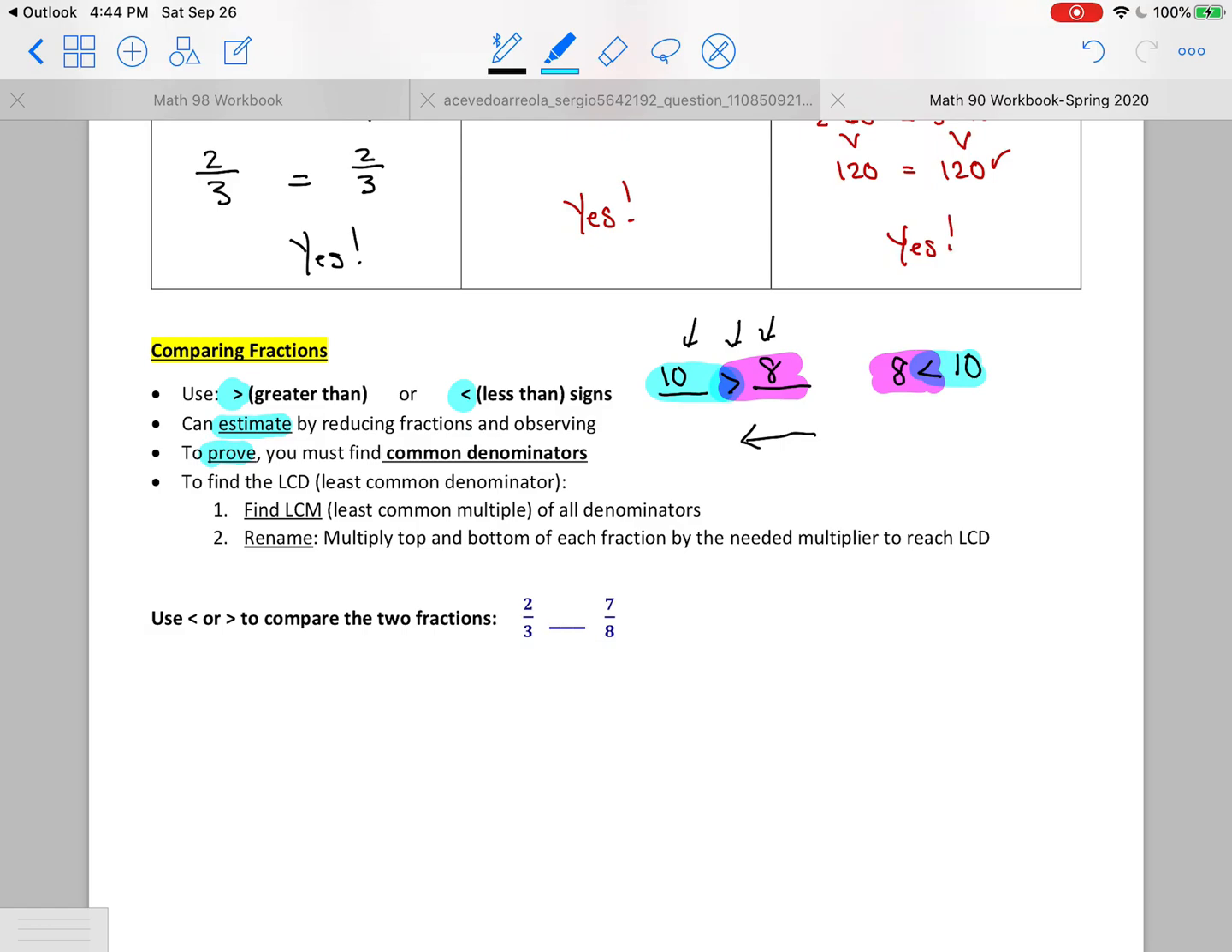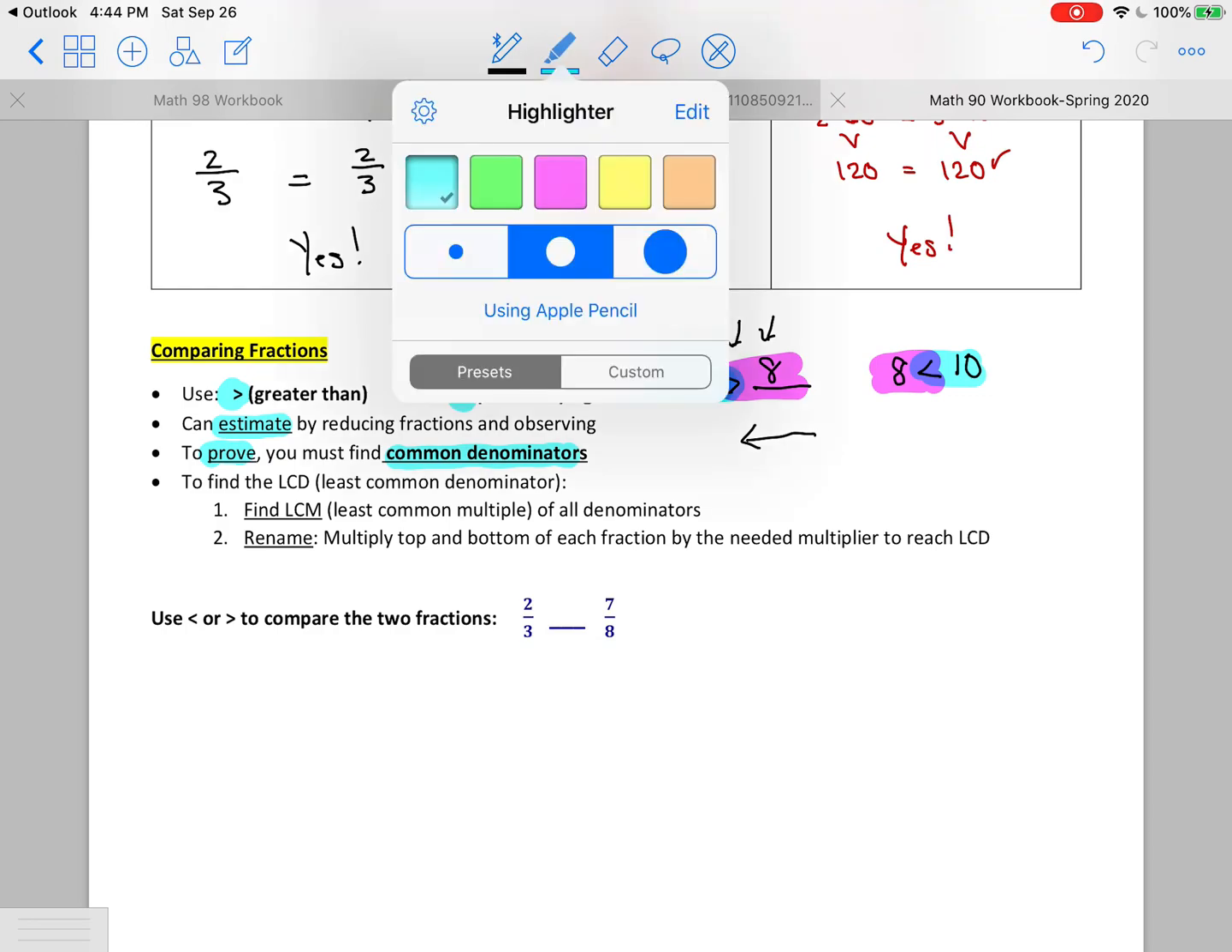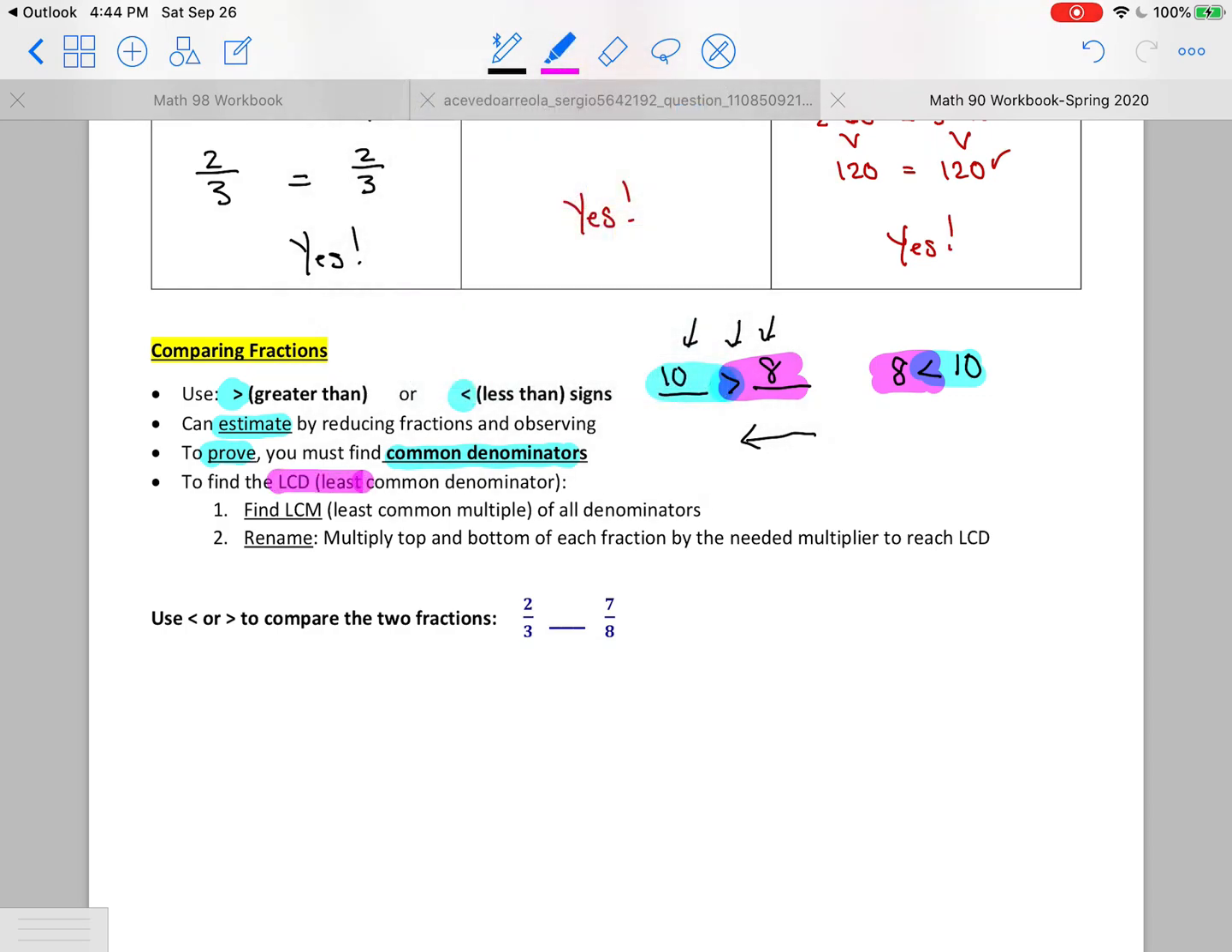So in other words, those circle graphs that we did down below, we have to make sure that both of the pies, so to speak, are cut into exactly the same pieces, because if we have that, then we know which fraction is bigger. Some of them are slightly bigger, but it's really hard to tell if we're just estimating. So in order to prove and find our common denominators, we need to go through the steps for finding a common denominator. What we're really doing is looking for the least common denominator, or the LCD.